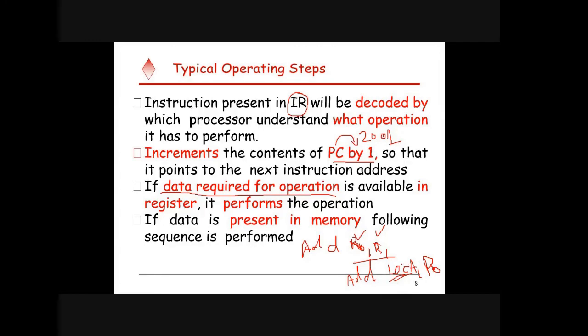So what should I do? I should go to this location A address in the memory, fetch the operand present inside that location, and take it into the processor. So that is the part. Are you clear with what I am telling? Are you getting it?